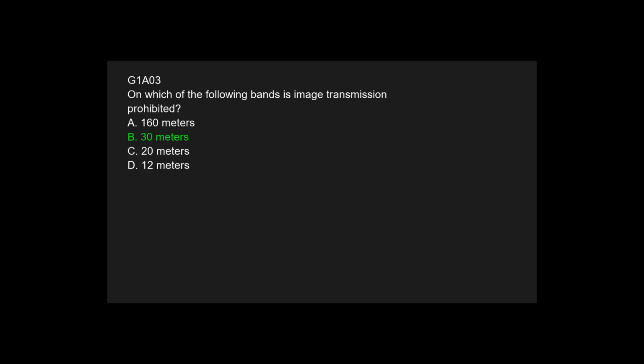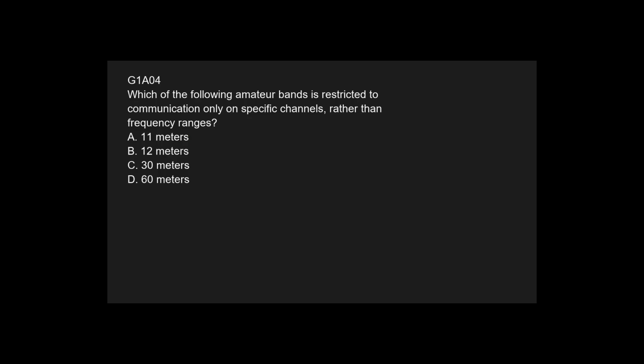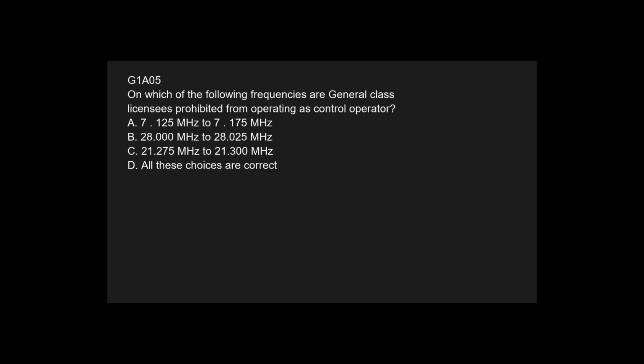Question: which of the following amateur bands is restricted to communication only on specific channels rather than frequency ranges? The correct answer is D. 60 meters. Question: on which of the following frequencies are general class licensees prohibited from operating as control operator? The correct answer is A. 7.125 MHz to 7.175 MHz.